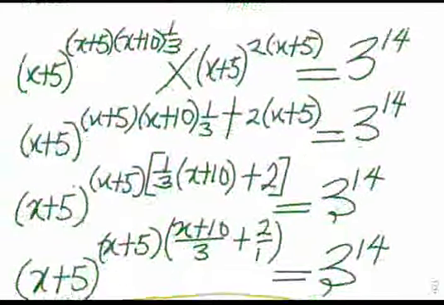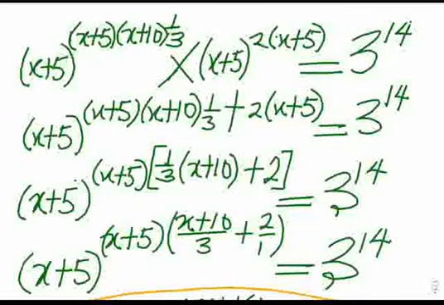What do we do next? Do remember that the x plus 5 is a base. So we're having a common base of x plus 5. The rule of indices must be obeyed, where the powers would have to be added. So I brought down one of the bases, obeying the rule of indices, that is x plus 5, and then I added these powers. The addition is shown here, and that equals 3 raised to power 14.